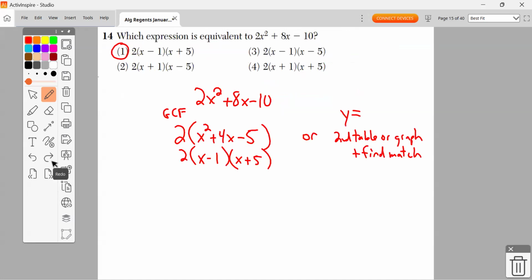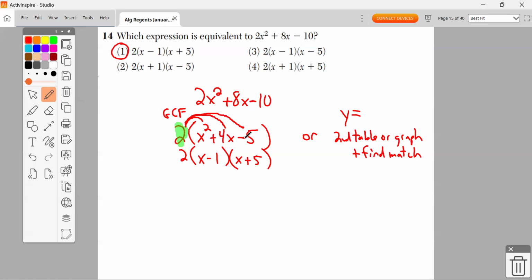In question number 14, which expression is equivalent to that? Two ways to do it again. You could factor out the greatest common factor first. All right, that's what we're doing here. What's the biggest number that goes into 2, 8, and negative 10? That would be 2. That greatest common factor goes on the outside. Then you're figuring out what goes on the inside by distributing. 2 times x squared is 2x squared. 2 times 4x is 8x. 2 times negative 5 is negative 10.